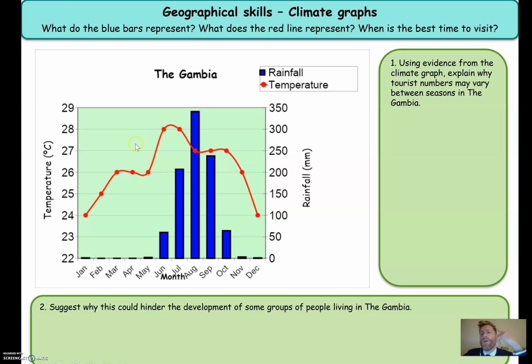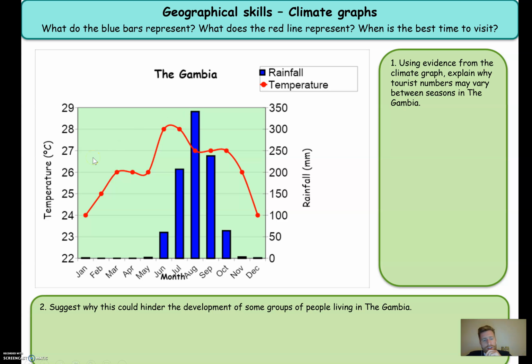Using evidence from the climate graph, explain why tourist numbers may vary between the seasons in the Gambia. So, using evidence from the graph, so that means actual figures from the graph, so figures for rainfall, figures for temperature and actual months, quote data from the graph, and explain why tourists might visit in different seasons. So the obvious answer is, of course, well, if it's wet, people aren't going to want to visit. But you need to put more than that in your answer. Use actual data and times of the year.